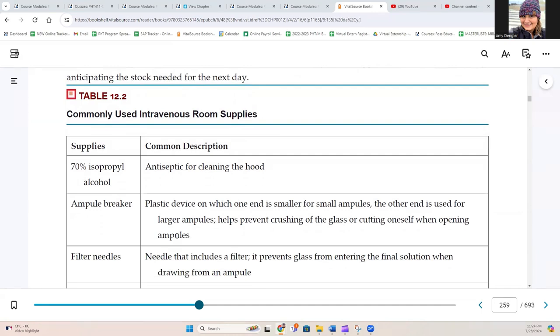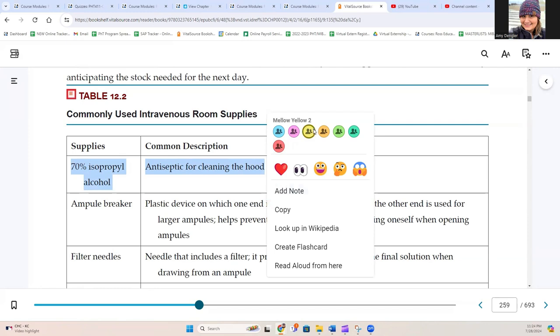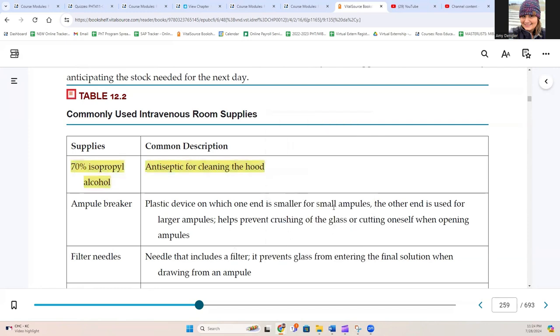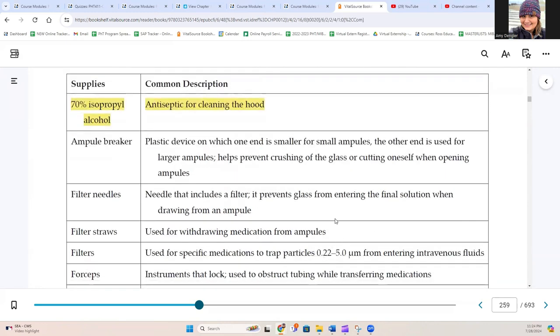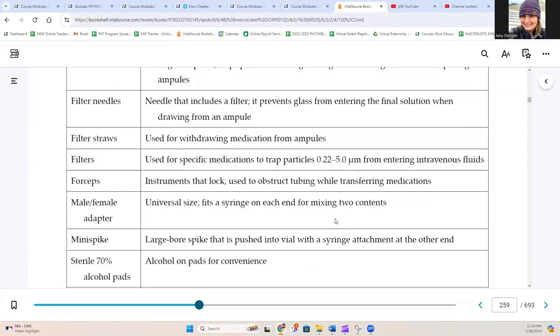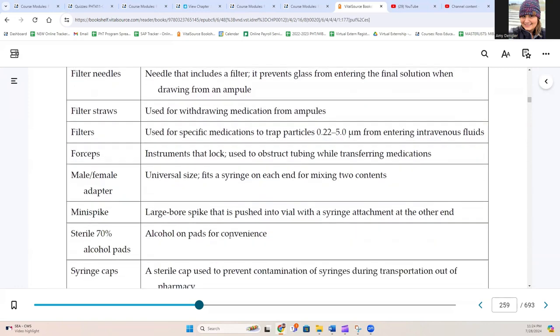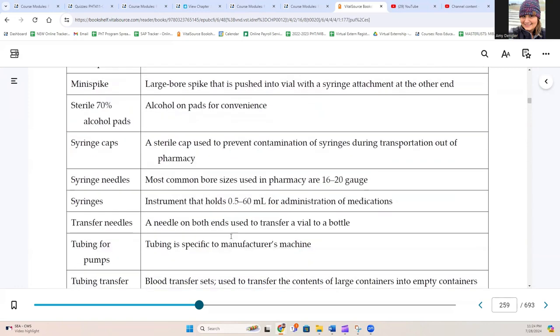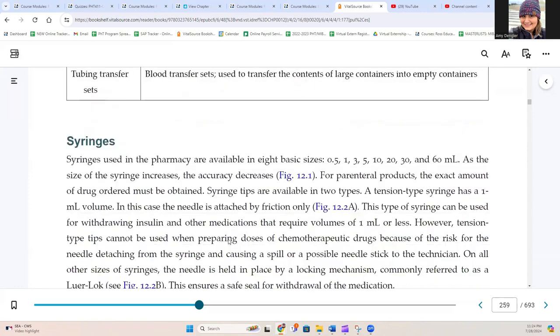So table 12.2 shows commonly used intravenous room supplies. So 70% isopropyl alcohol, and we use that as an antiseptic for cleaning the hood. So I'm going to highlight that because that's super important. Maybe see that on an upcoming test or quiz. An ampule breaker, filter needles, filter straws, filters, forceps, and many other things.